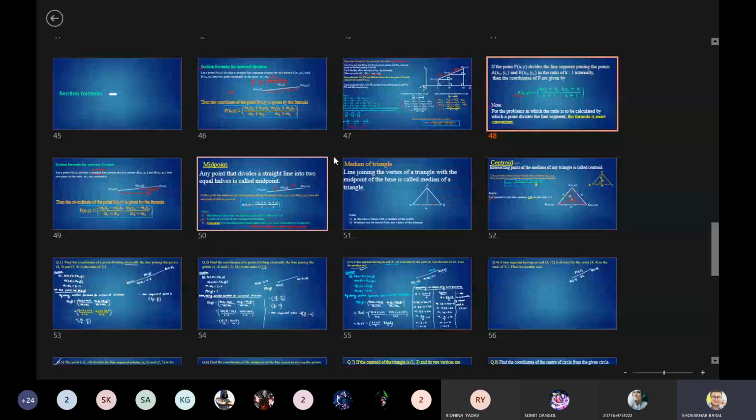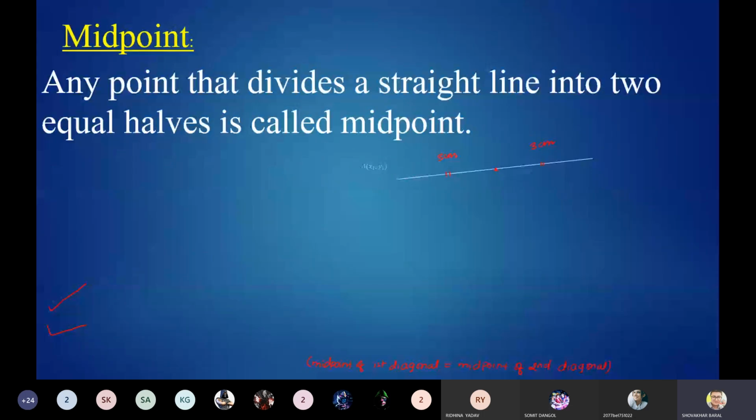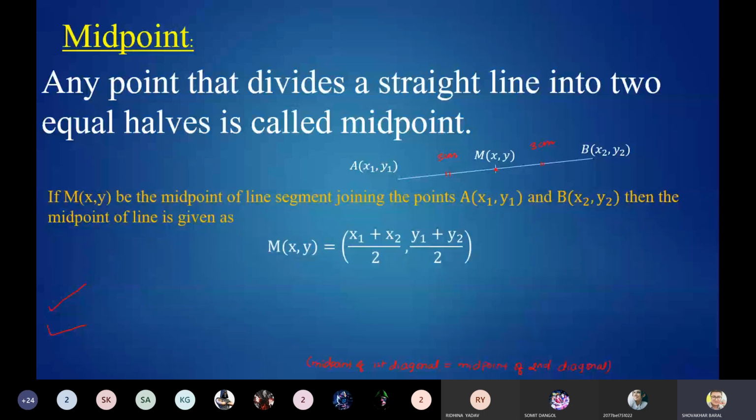Yeah, midpoint also. Let's discuss the formula of midpoint also. We discussed the midpoint formula in earlier classes, so let's revise it. The formula to find the midpoint of any line segment is (x1 + x2) / 2, (y1 + y2) / 2. That is M(x, y) is equal to ((x1 + x2) / 2, (y1 + y2) / 2). Don't write these things, you have already written it.